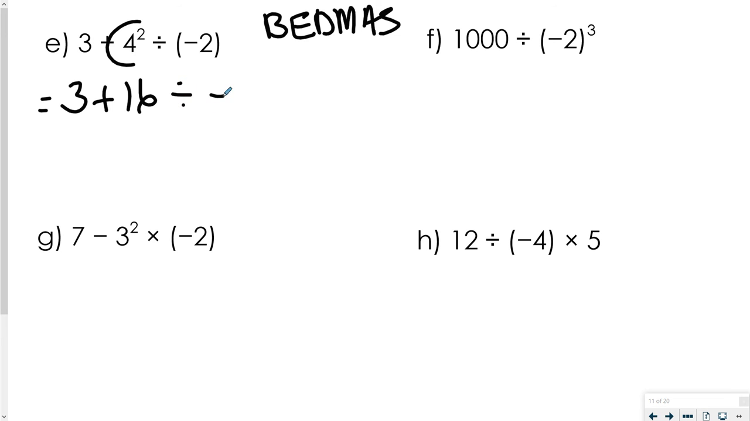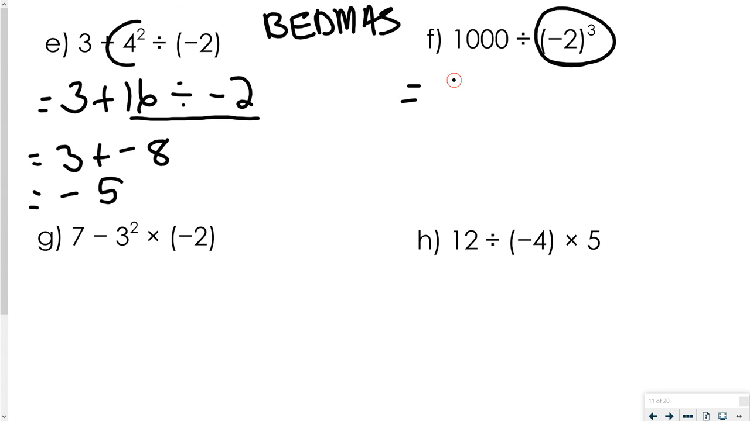So divide by negative 2. So I'm going to do division next. So 3 plus 16 divided by 2 is 8. 1 negative. So the answer is negative. 3 plus negative 8. There's more negatives, so my answer is going to be negative, and the difference between them is 5.